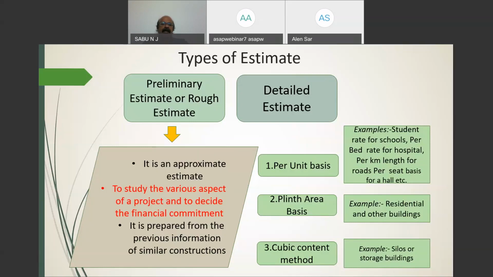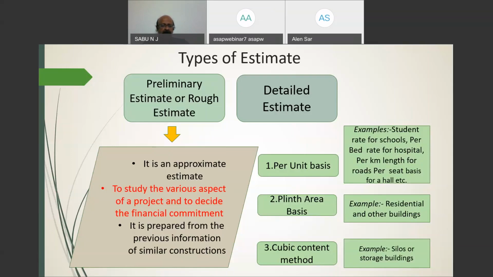The first type of estimate is a rough estimate or approximate estimate. That is called a preliminary estimate, because that estimate is prepared prior to the starting of the detailed investigation or the preparation of the detailed project report. So it is called a preliminary estimate. It is an approximate estimate or rough estimate.